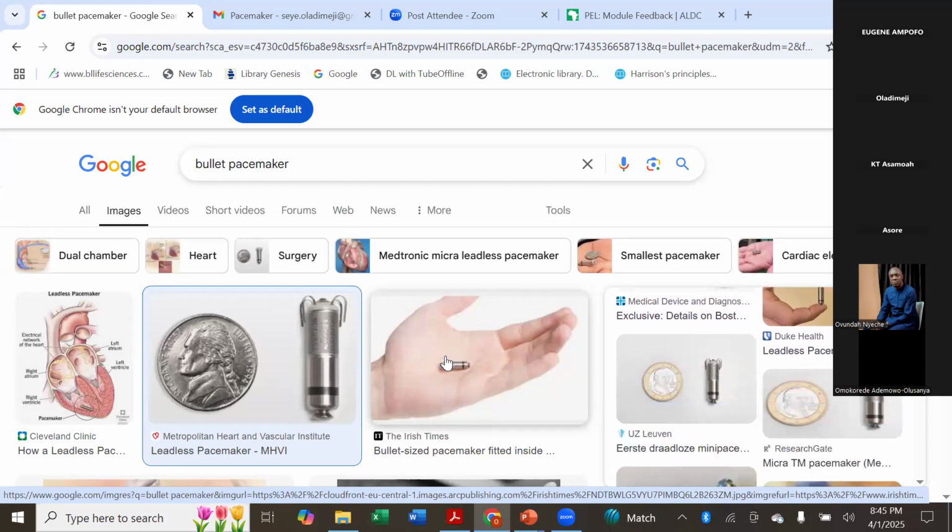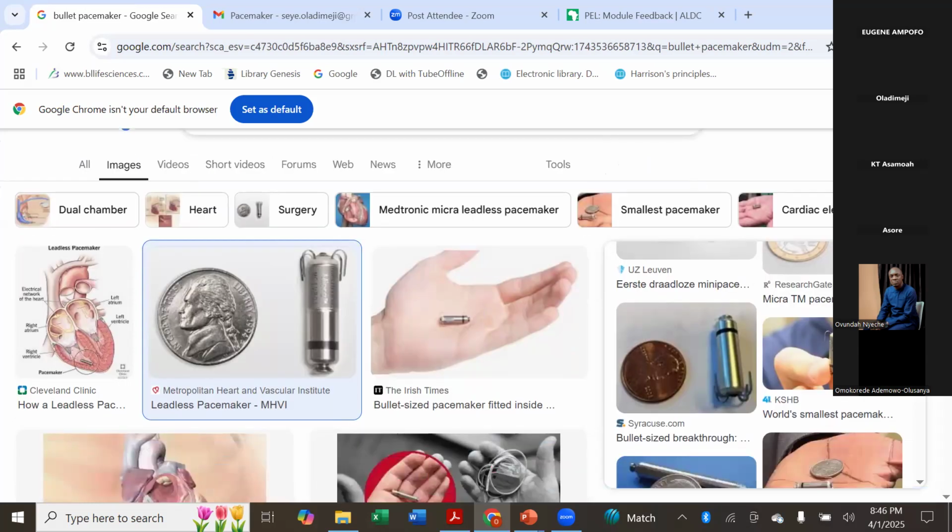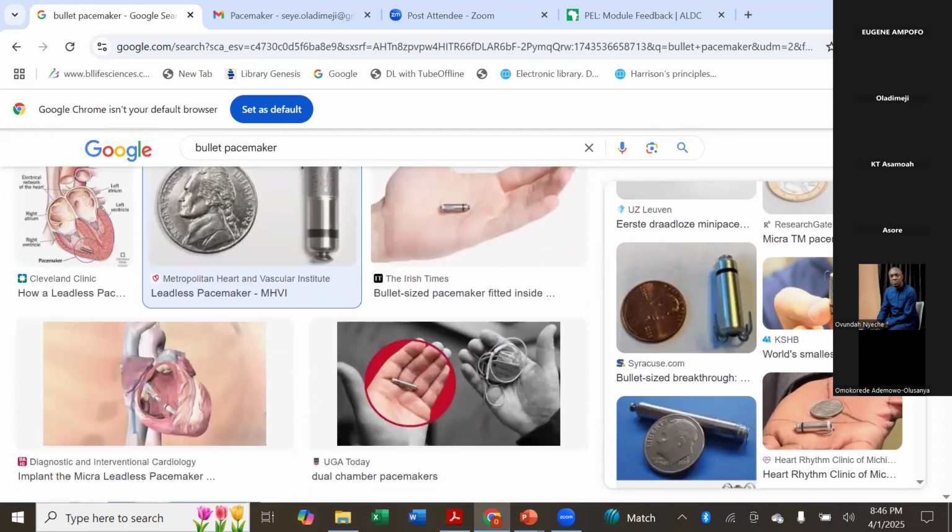It is usually useful when a patient does not have good venous access, or has been having infection of the pocket where you put the pacemaker battery. To reduce the risk of infection, it's easy to just implant straight into the chamber. These are things that can come out in the viva station, so it's important we know about them.